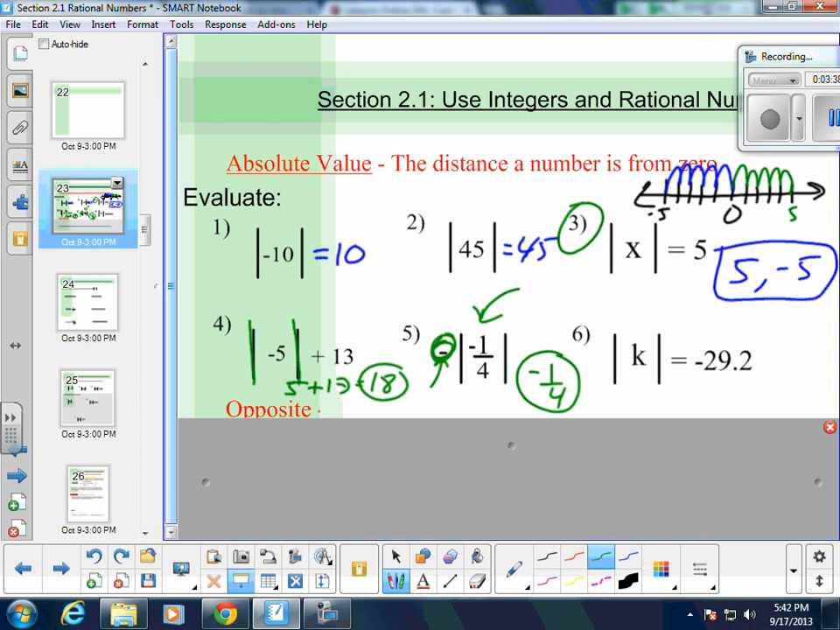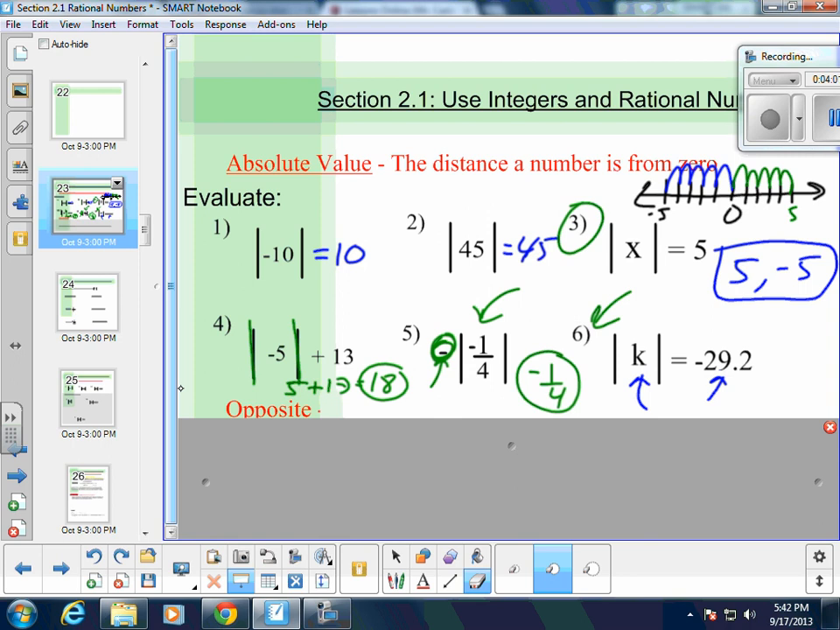And then I put number 6 up here as just kind of like a trick question or just something to talk about too and see if they can figure it out. And some of you guys are able to. But this one, kind of like number 3, says put a number in for k, take the absolute value of it, and the answer has to be -29.2.